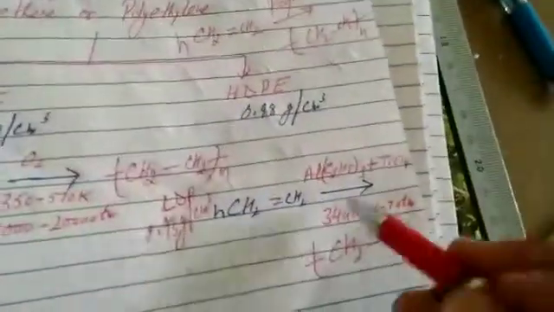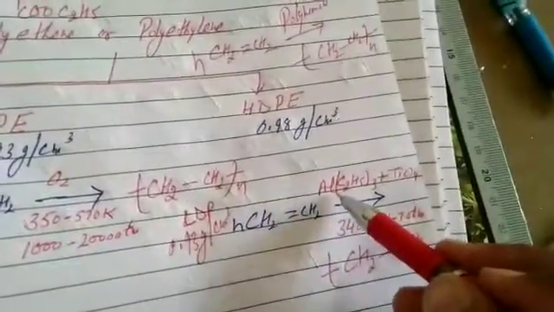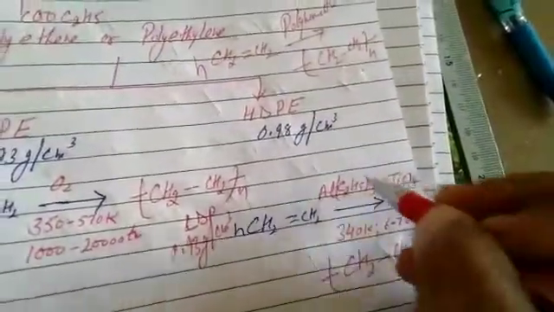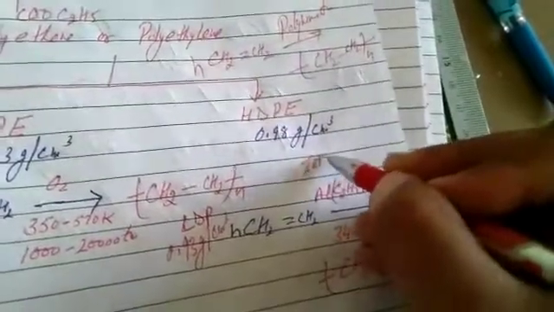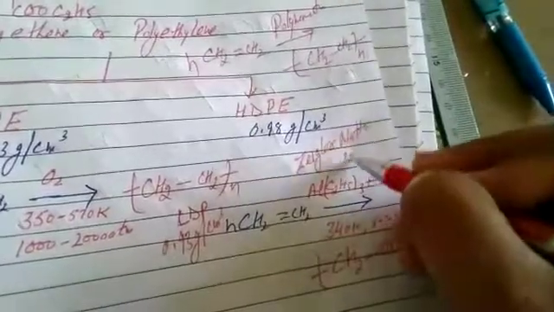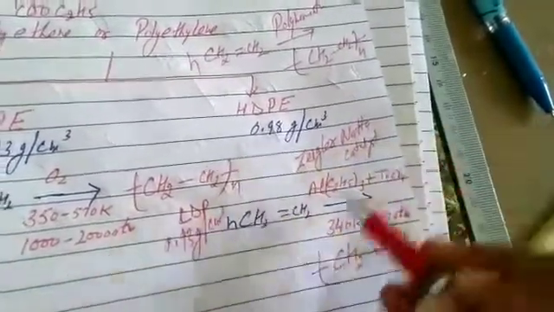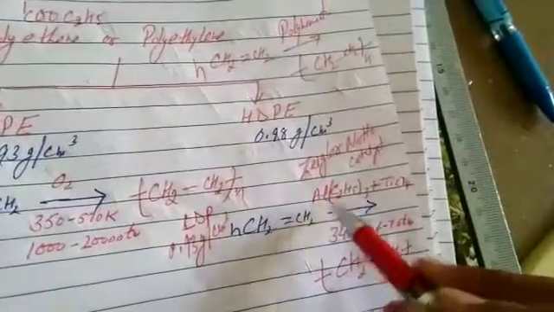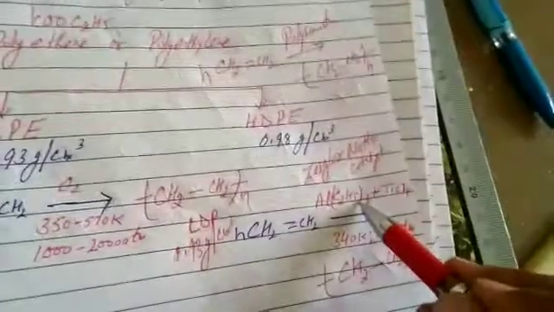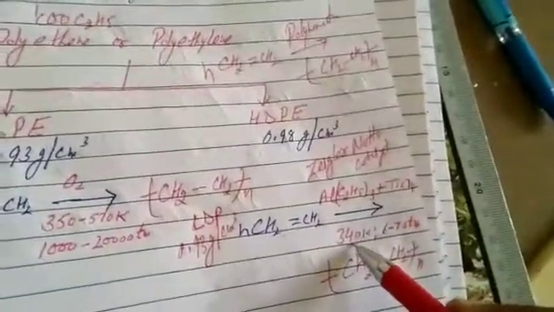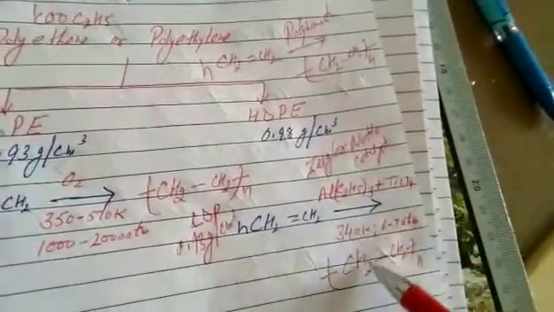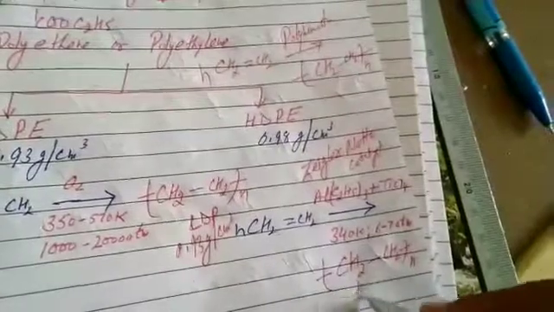And when we polymerize in the presence of triethyl aluminium and titanium tetrachloride, TiCl4, it is called Ziegler-Natta catalyst. You should know, that's a question in competitive exams. What is Ziegler-Natta catalyst? It contains triethyl aluminium and titanium tetrachloride. When we polymerize ethene with Ziegler-Natta catalyst under normal conditions, 340 Kelvin temperature and 6 to 7 atmosphere pressure, again we got polyethylene, but it is called high density polyethylene.